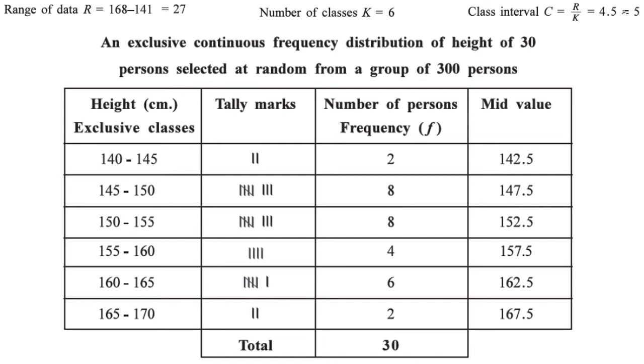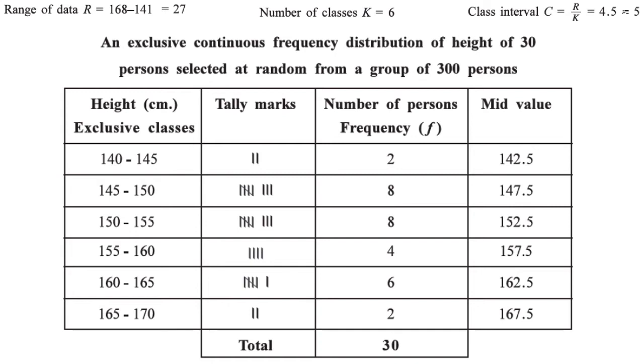We calculate mid value using the two boundary points, adding them and then dividing by 2. So 140 plus 145 divided by 2 is 142.5, and so on. You will get mid values for all the classes. Now this was question number 1.